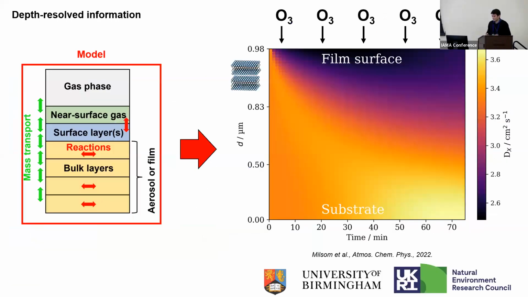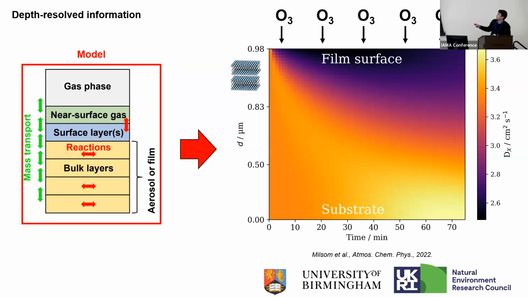And then the other sort of selling point of these models is that they're depth resolved, so you can get concentration or diffusion gradients visualized with this sort of model. So again, this is the same model I optimized, but now I've got a depth resolved picture of the system, time on the x-axis, and this is the surface of the film. This is where we deposit on the substrate, and we've got ozone attacking the film over time. And here, the heat in this heat map is the diffusion coefficient of ozone throughout the particle.